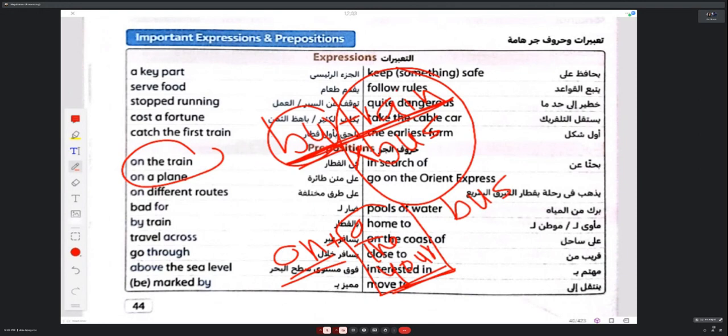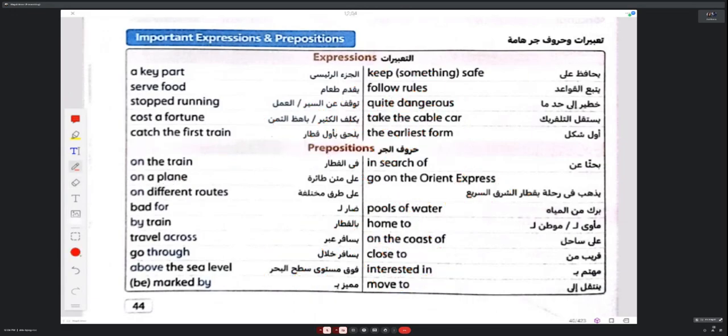So we use on with the big means of transport. That means the big transport that I can stand and walk inside. But for small ones we use in: in a taxi, in a car, in a van, in a canoe. So here on, because this is a big means of transport, and we have on the or on a, on different routes. But for you, but for me, by train. Here he used by train without anything between by and train.